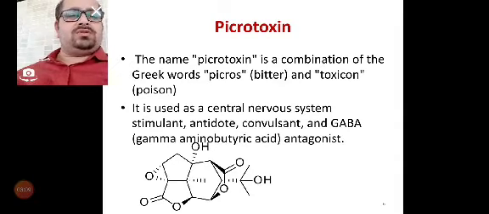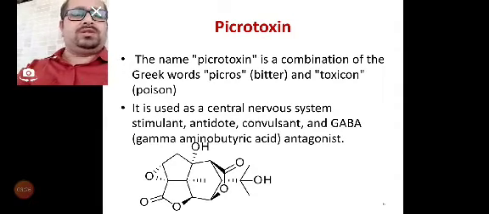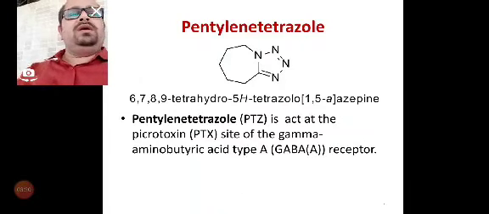If you look at the structure of picrotoxin on the slide, it's a three fused ring system in which two rings are hetero rings and one ring is not a hetero ring. So this is about the structure of picrotoxin. It's a little bit complex structure. Try to remember this structure.